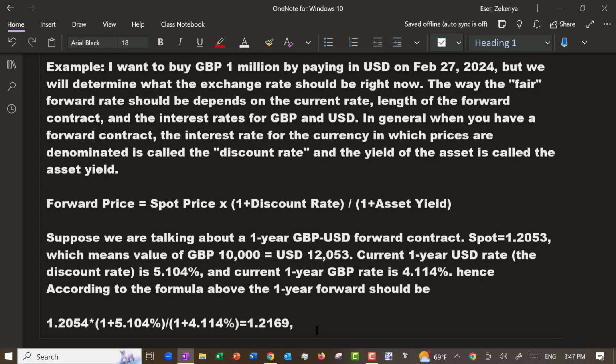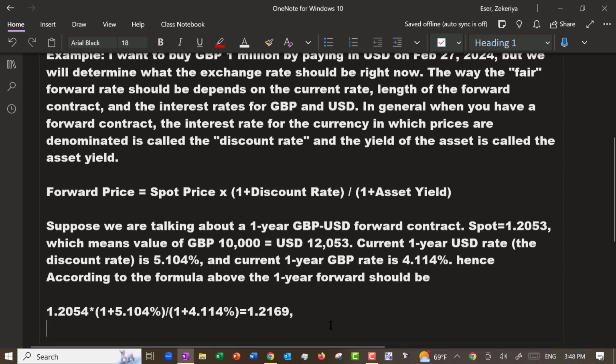So the country with the higher interest rate will have its currency trading at a forward discount, which means the value at the forward rate is going to be lower compared to the value now. The country with the lower interest rate is going to be trading at a forward premium. Currently, pound is trading at 120.53, but in the forward market, 121.59. So that's the forward premium.